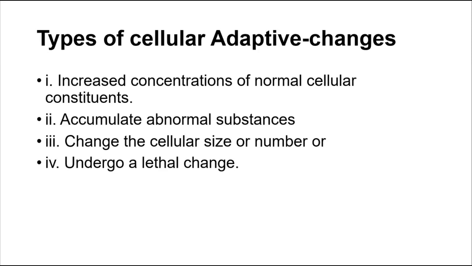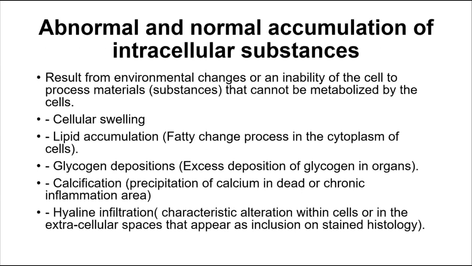So now, what are these abnormal accumulations of intracellular substances? When we say intracellular substances, these are substances that will accumulate inside the cell, okay? It results from environmental changes or an inability of the cell to process materials due to the depletion of enzymes, due to an inborn error of metabolism brought about by the lack of the enzymes needed to undergo the process of metabolism, so the substance cannot be metabolized by our cells, thus resulting in cellular swelling.